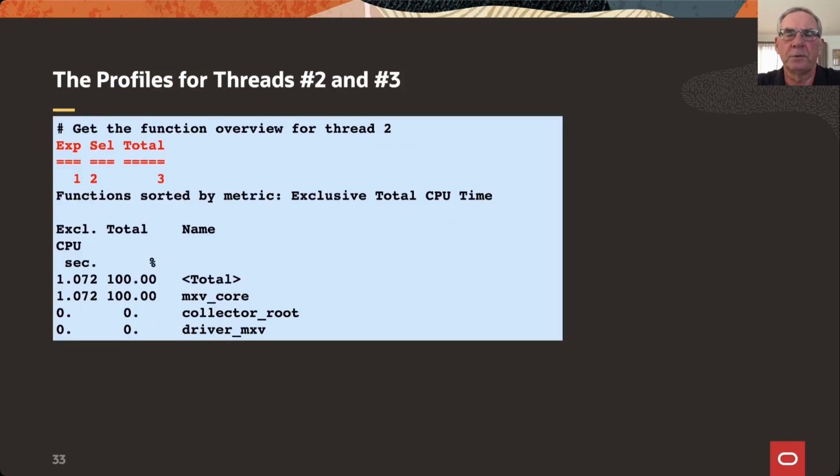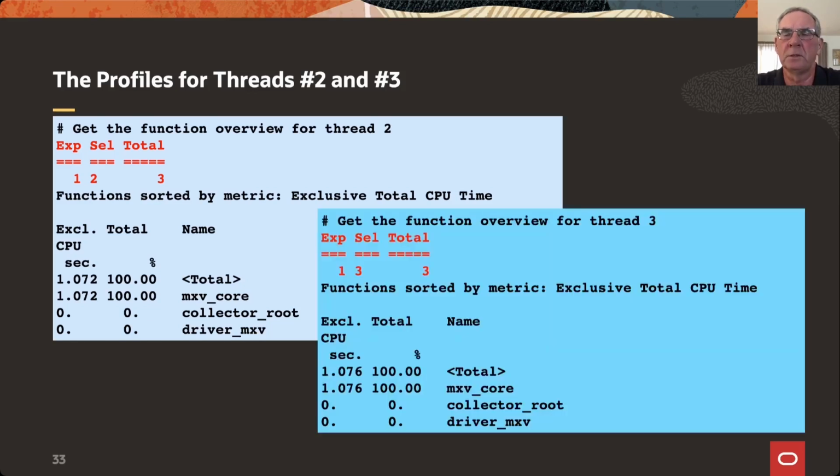Thread 2, that was doing the computational work, and it's confirmed it's spending all of its time in my mxv_core function. And the same is true for thread number 3. So this profile confirms what I thought it should be. But again, in a real-world situation, this kind of information can be really revealing. And I want to stress that I didn't do anything different at the gprofng level. I just collected my data as usual. No special options needed, no nothing.